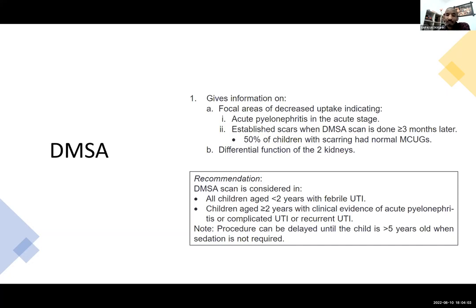So the recommendation for doing DMSA is for children who are less than 2 years with febrile UTI. This is one. And for children who are above 2 years with clinical evidence of acute pyelonephritis or complicated UTI or recurrent UTI. So DMSA is a long-term investigation. It will help you in looking at the patient on the long term, and if he develops renal scar, we need to look for risk of hypertension and to counsel the parents about possibility of chronic kidney disease in the future.